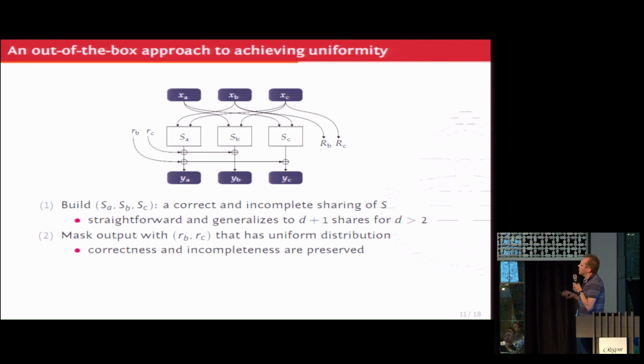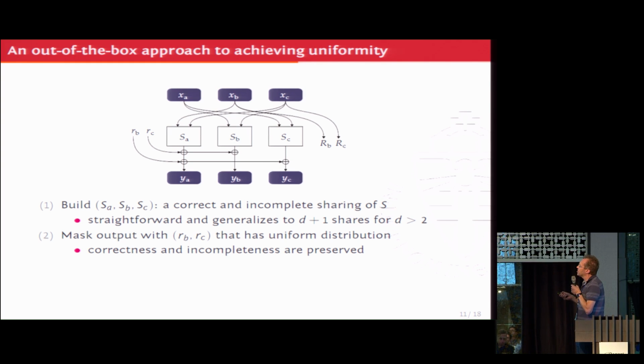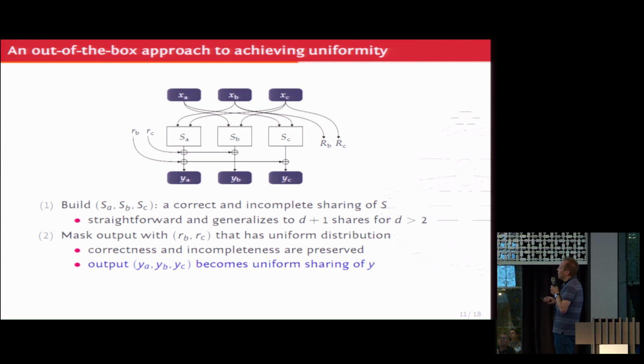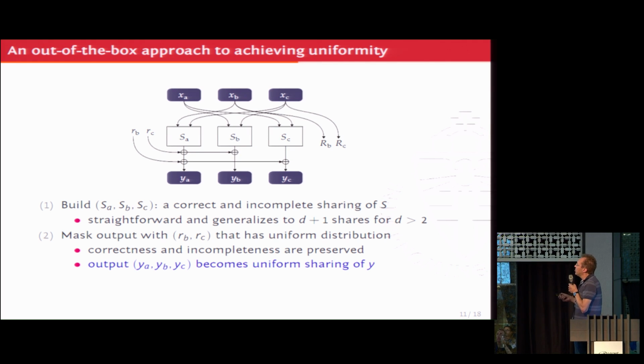Incompleteness is also preserved because we call this a part of C and a part of B. So still, A only depends on B and C, B only depends on A and C, and C only depends on A and B. And the output becomes a uniform sharing of Y. Why is that? If you take, for instance, these 2 together, it's completely random because of Shannon. We add here 2 random values, so this is completely random. But these 2 together are also completely random, and these also. So this output is fully uniform.